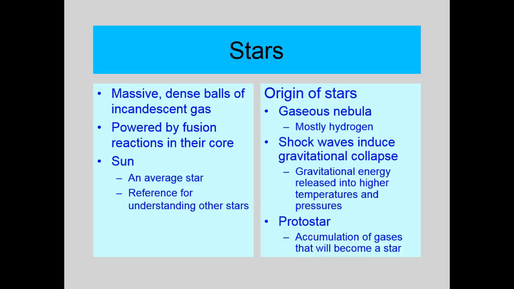What does that word mean, incandescent? They're so hot they glow. An incandescent light bulb. What you do with an incandescent light bulb, you heat up that filament, usually tungsten or something like that, so hot that it gives off light. Okay? So that's what we mean by incandescent. So these are enormous, massive, dense balls of very, very hot gases, so hot they're giving off light. What makes them so hot? They're powered by fusion reactions.